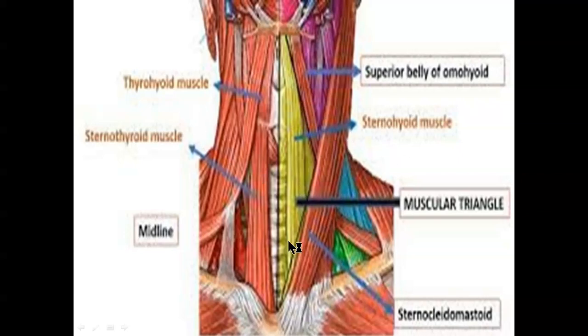Out of these, all are supplied by your ansa cervicalis, which I already mentioned, C1, C2, C3. Out of these, thyrohyoid muscle is the one which is only supplied by cranial nerve 12. All right, the rest are supplied by your ansa cervicalis.